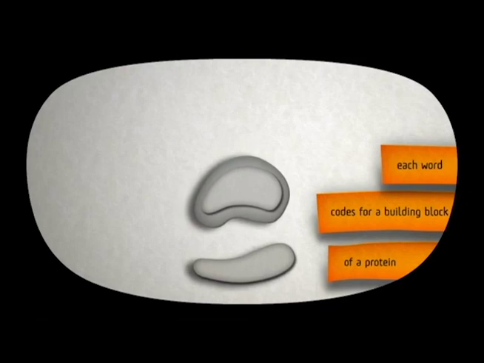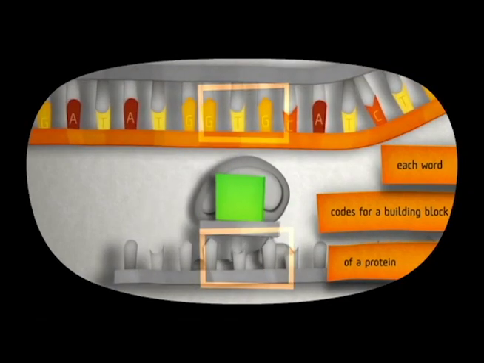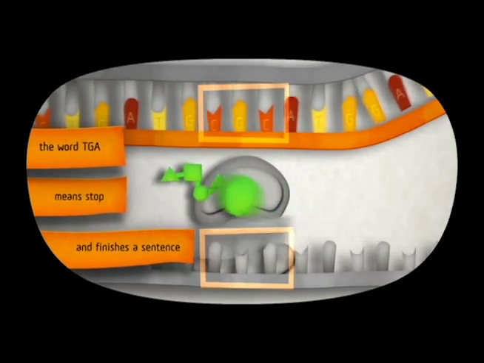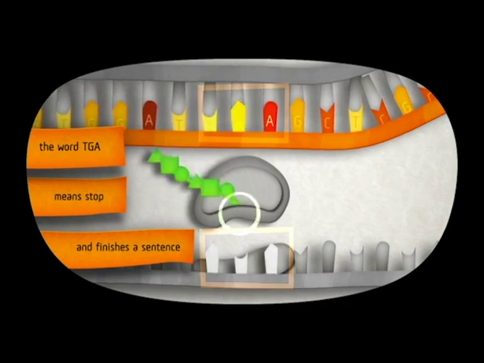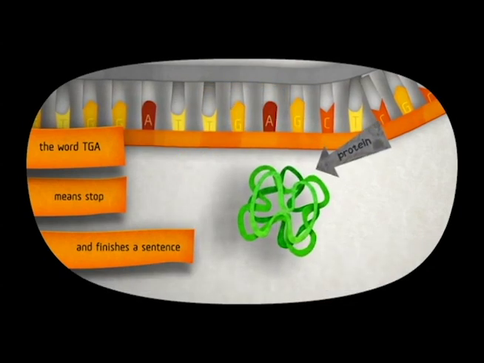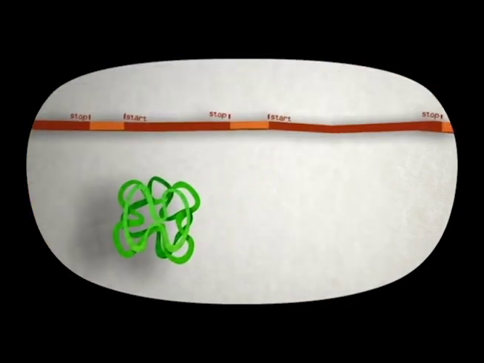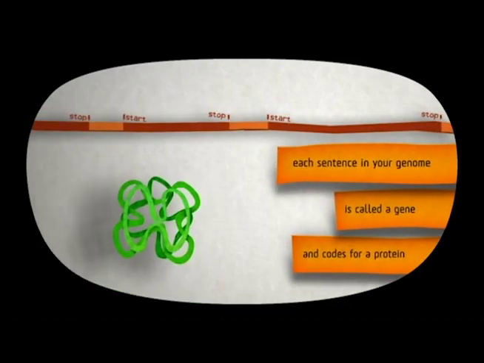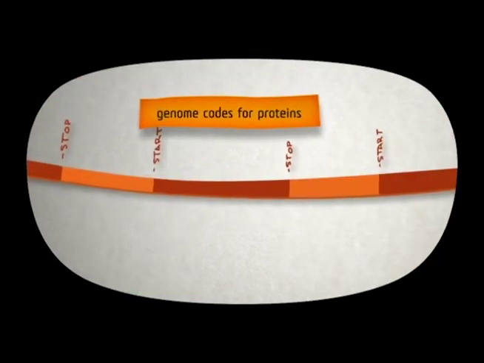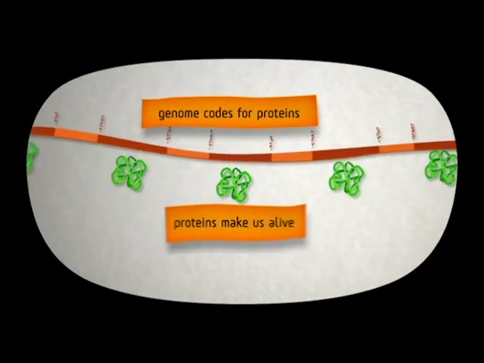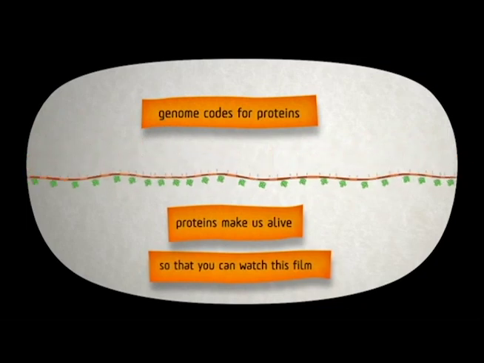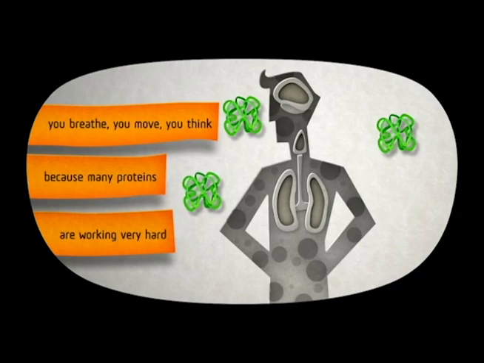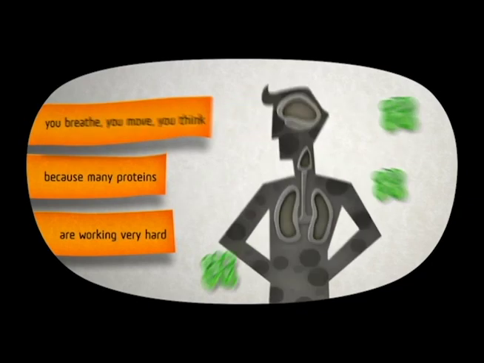Each word codes for a building block of a protein. The word TGA means stop and finishes a sentence. Each sentence in your genome is called a gene and codes for a protein. Genome codes for proteins. Proteins make us alive, so that you can watch this film. You breathe, you move, you think, because many proteins are working very hard.